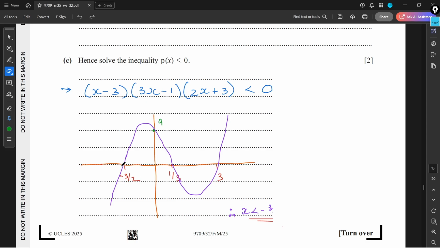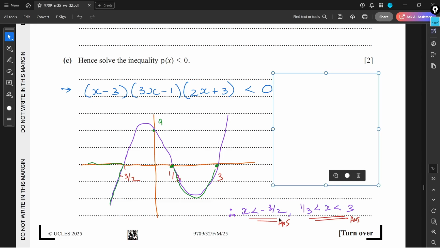I can clearly see that for all the values of x that is less than minus 3 by 2, my graph stays under the x-axis, and along with that, in between my positive 1 by 3 and 3, my graph stays under the x-axis. And therefore, the final solutions over here will be x is less than minus 3 by 2, and along with that, x is also in between 1 by 3 and 3.